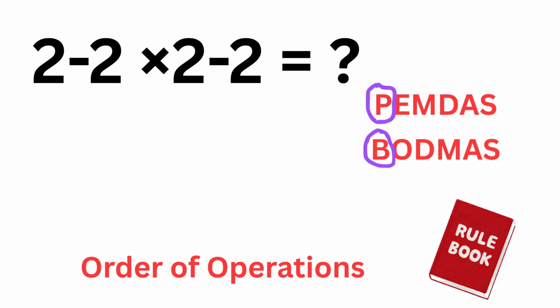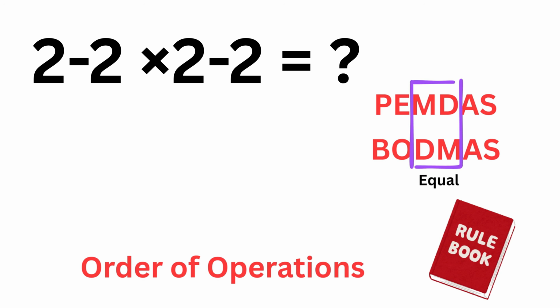First, we have to solve for parentheses, then exponents, then multiplication or division, and finally addition or subtraction. Remember that multiplication and division have equal priority, and we have to work from left to right, and the same applies to addition and subtraction.